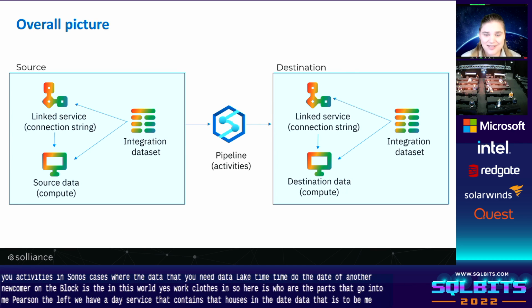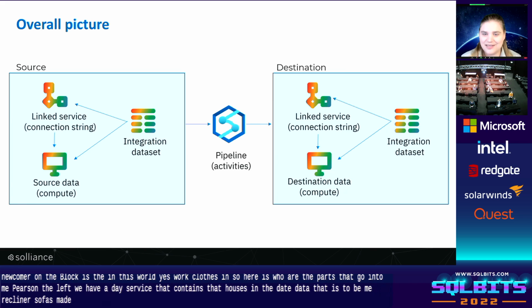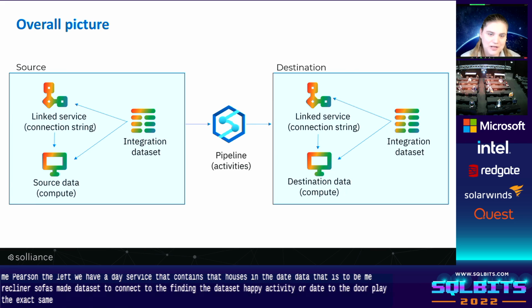The pipeline itself is made up of different activities that leverage the data set to connect to the source compute to retrieve the data specified in the data set, and essentially uses a copy activity or data flow activity, what have you, to move it to the destination. The destination has essentially the exact same format as the source, but in this case, we're going to be writing the data. So the destination is defined as a data set as well, indicating where the data is written.